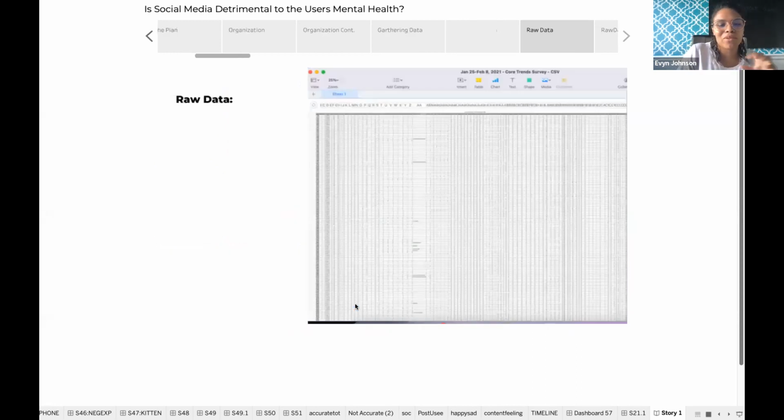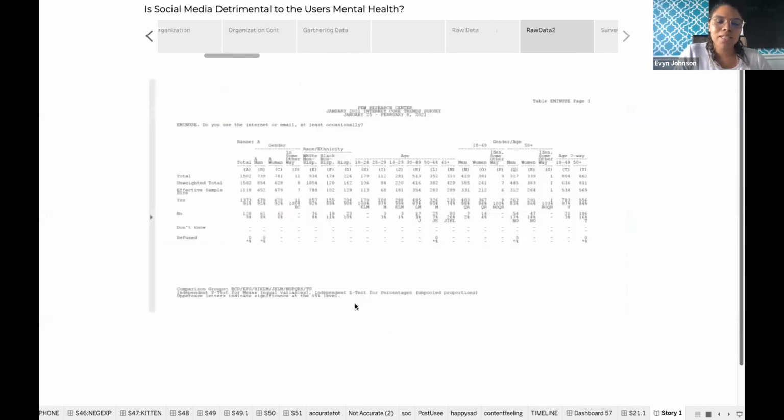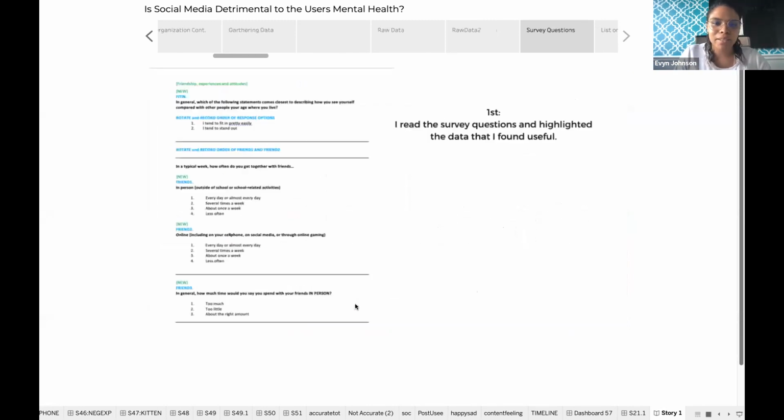So this is kind of what my raw data looked like. I know it's small, but I just wanted to show you the scope of it. It was a ton of variables and a ton of ones and zeros that I had to translate into actual, real words. This is another example of what my data looked like.